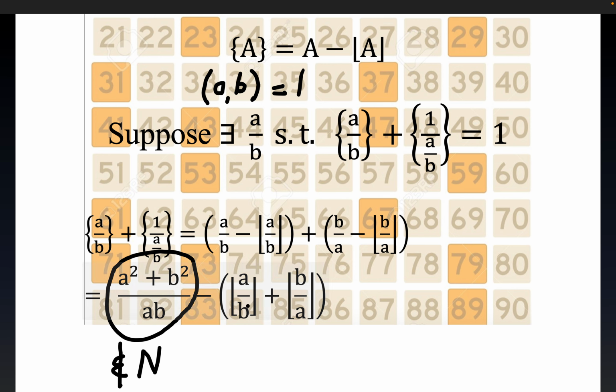But this, by definition over here, this is the floor of a over b plus the floor of b over a. This is guaranteed to be a natural number. Or, a non-negative integer, maybe, something like that, okay? But anyway, you have something that's not a natural number minus a natural number that's not equal to 1, right? So you see it can't happen. Cannot happen. So this is not equal to 1, QED.